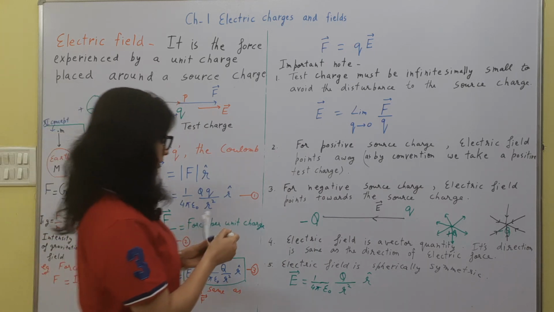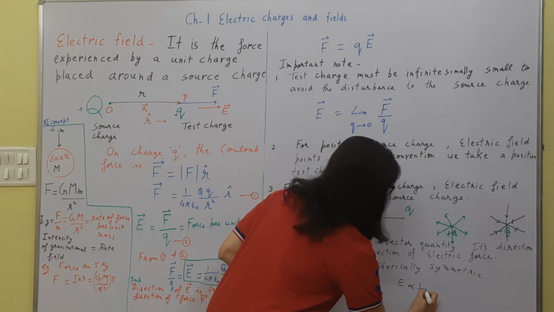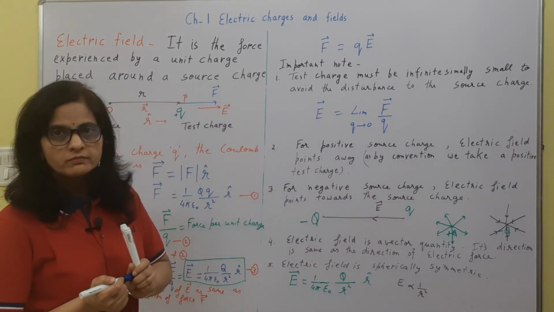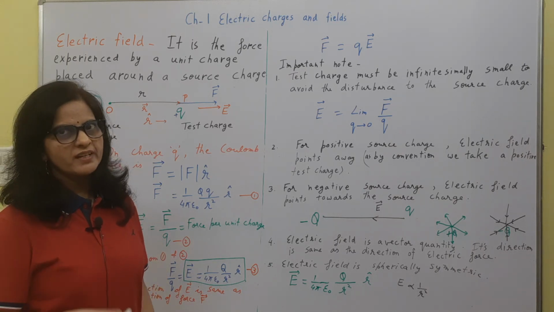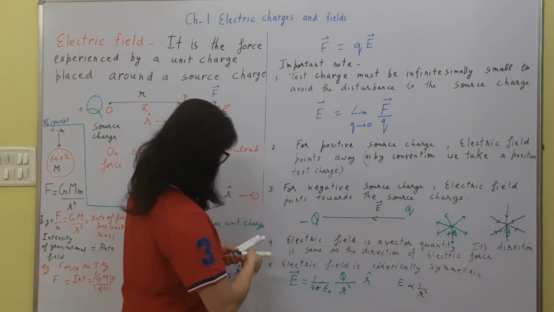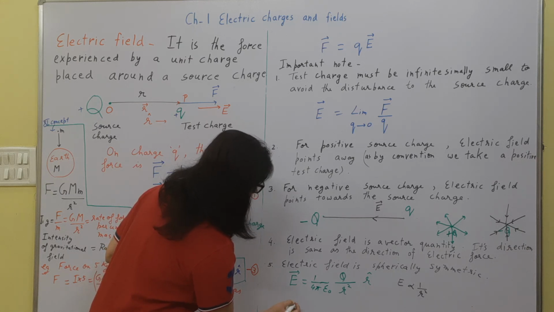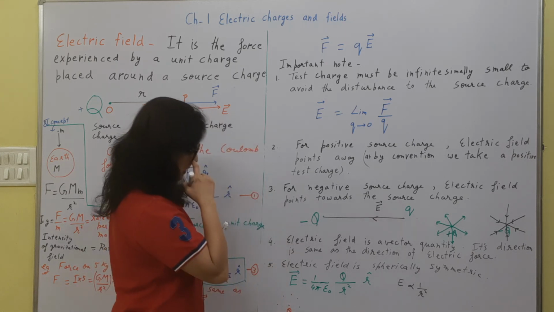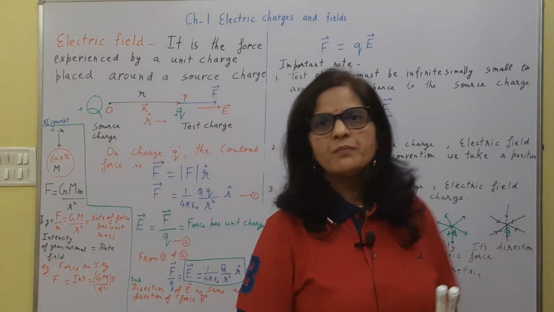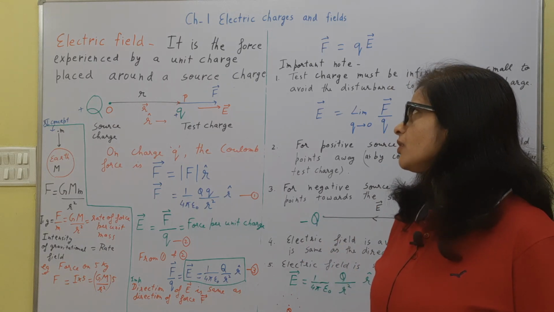So it is inversely proportional to the square of the distance of the point where we are finding the electric field. So it is spherically symmetric. So if I have a point source charge here, at every point which is at the same distance from this point Q, the electric field will be same because it is proportional to 1 by r square. So this was all about the basic concept of electric field.